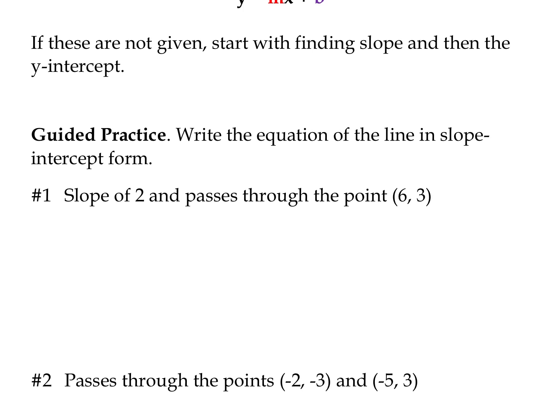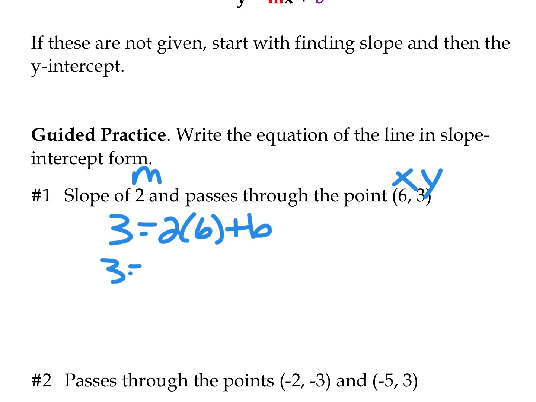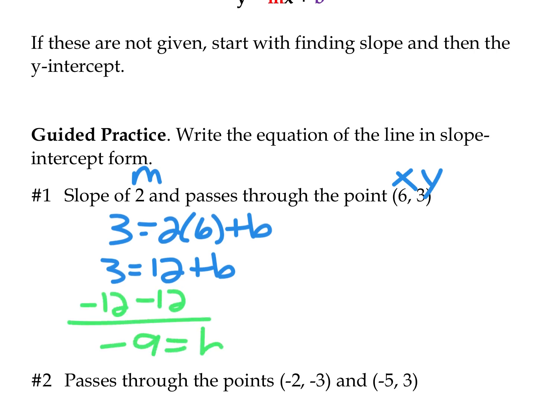Well, we can use y equals mx plus b and plug in our x, our y, and our m. So we're going to have 3 equals 2 times 6 plus b. We plug in everything we know except the b that we're going to solve for. Now we can solve for this. We do 3 equals 12 plus b. 2 times 6 would be the 12. I subtract 12 on both sides, I get negative 9 equals b.